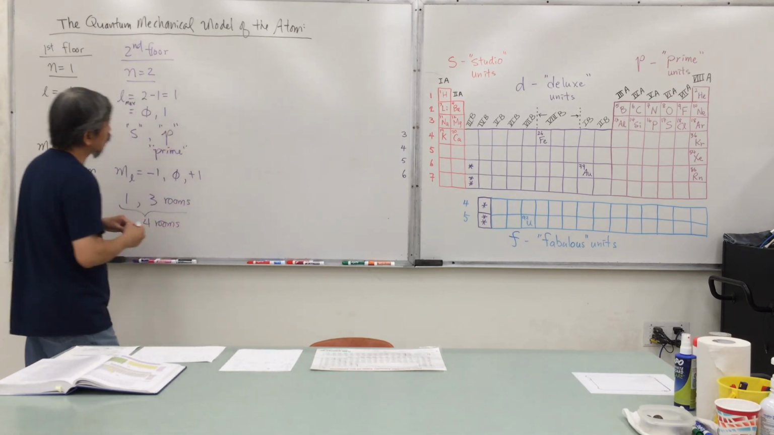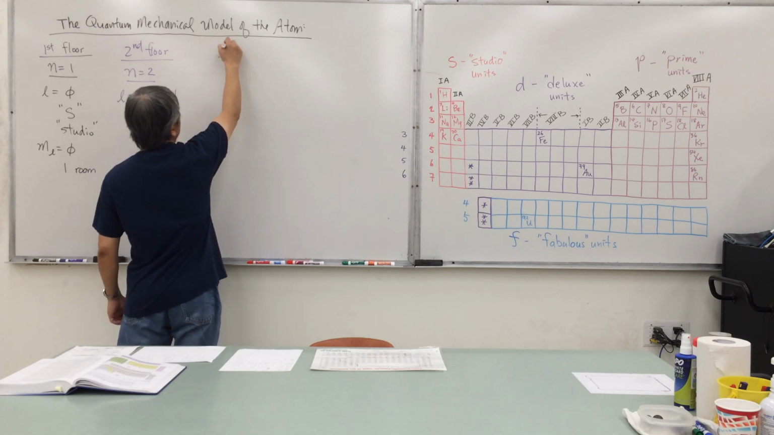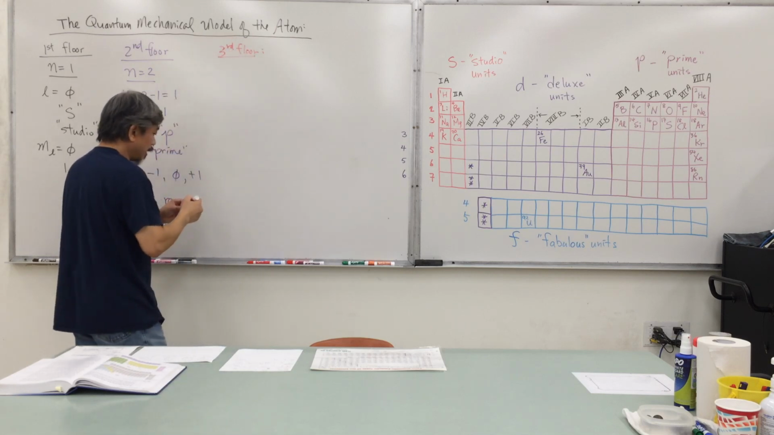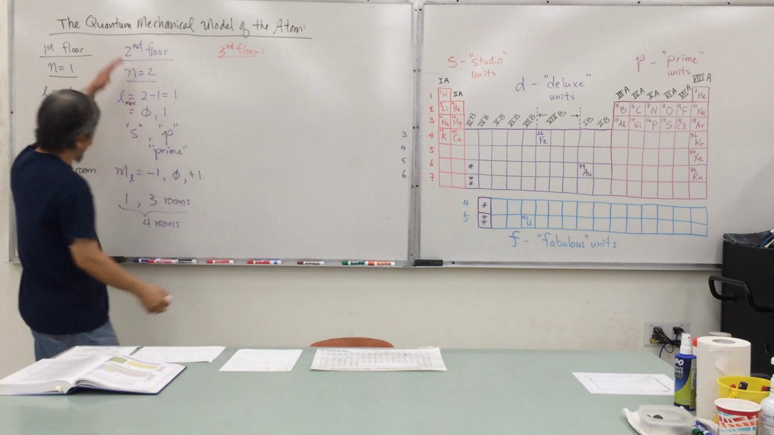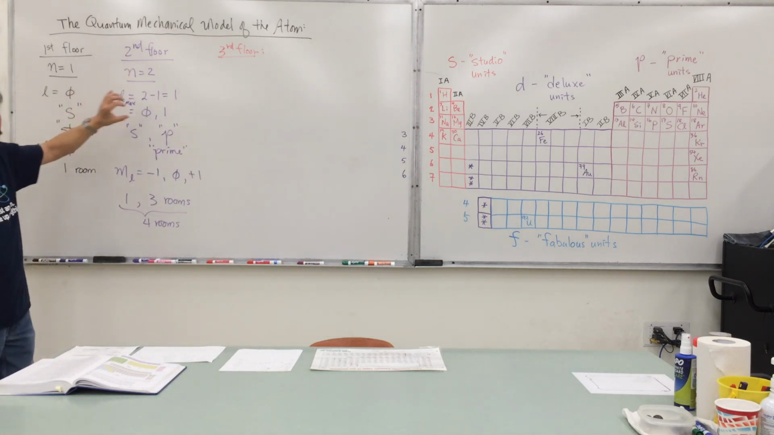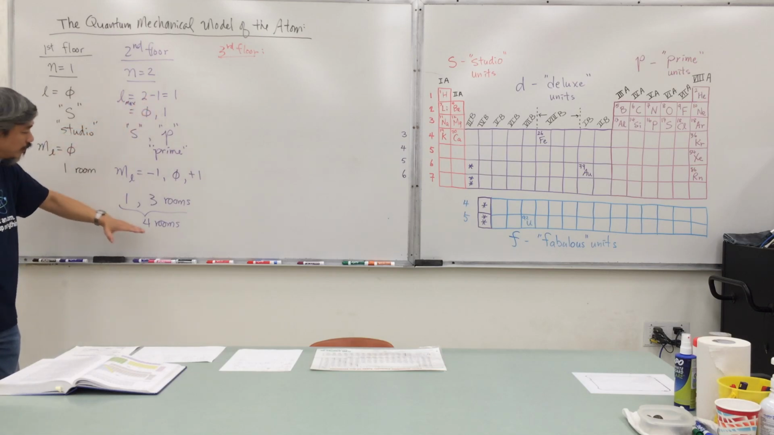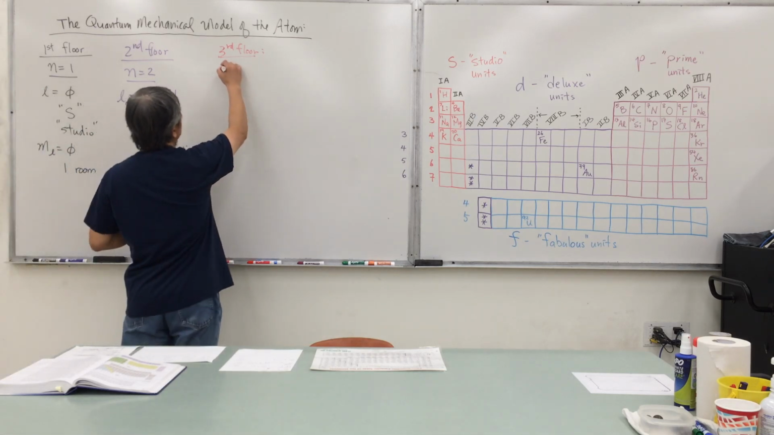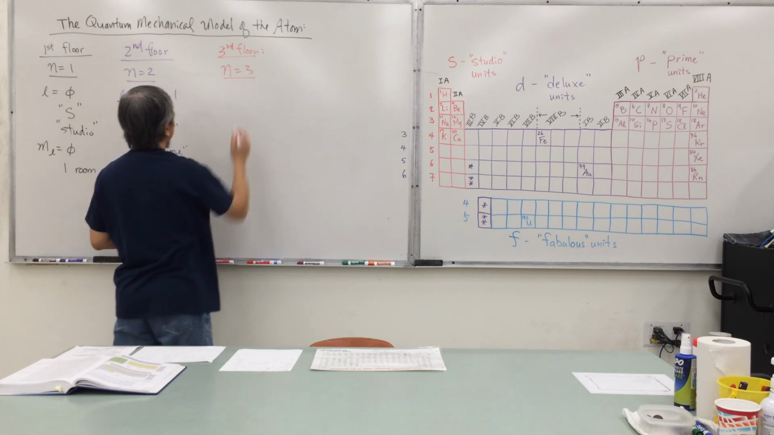So let's see what happens when you get to the third floor. Okay? The third floor, again, in this case, if you don't understand all the details here, don't worry about it. Just understand the fact that you have different types of units on the different floors, and then figure out the number of rooms that you now have in total on that particular floor. That will give you the number of electrons you can house there. Okay? Now you have n is equal to 3. Now you're on the third floor.